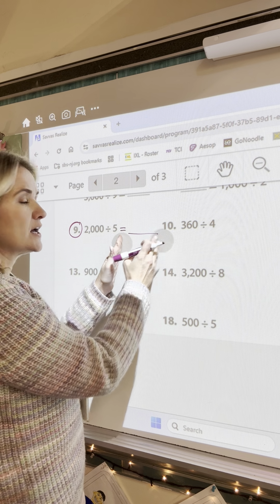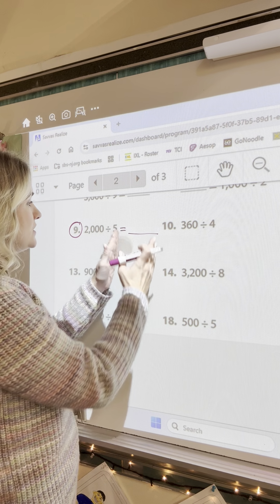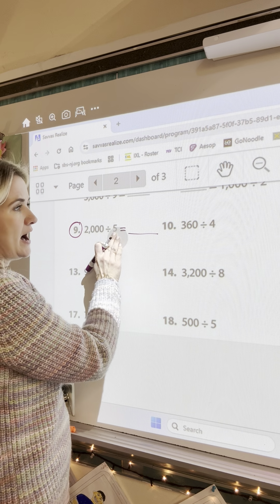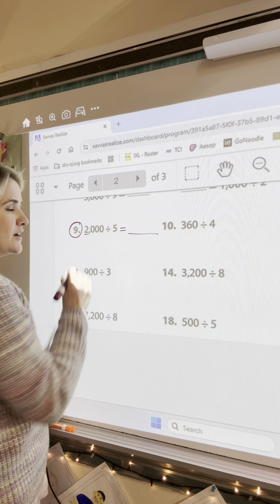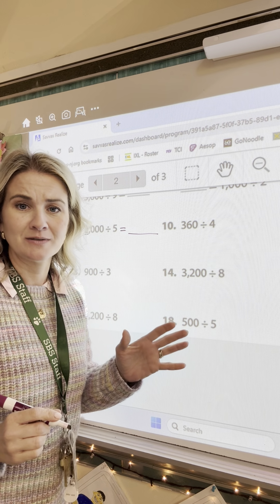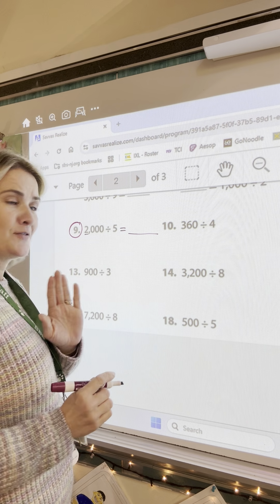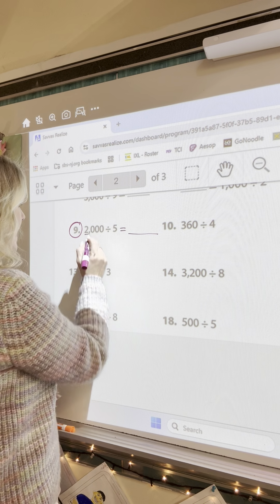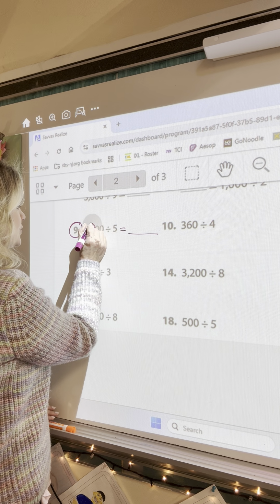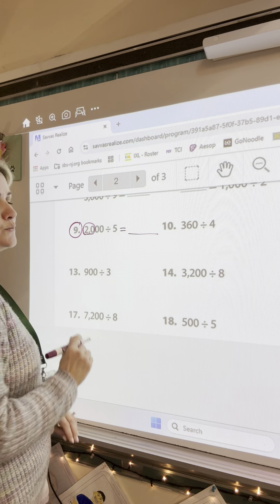So we're going to ask ourselves, brain, what in the name of cheese can we multiply by 5 to get 2? And hopefully the kids say, absolutely nothing, Mrs. Cuervo, you've lost your marbles. And they're absolutely right. So now that means we have to have a 0 join in with the 2.